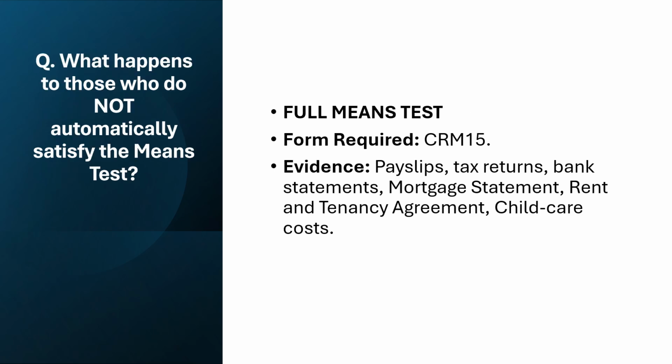Question: what happens to those who do not automatically satisfy the means test? Well, they have to complete a full means test, so they've got to complete this CRIM 15 form. They've got to show evidence of pay slips, tax returns, bank statements, mortgage statements, rent and tenancy agreements, and child costs. And you can see there's loads of proofs you have to obtain from the client in order to obtain legal aid, and it can be a right headache.